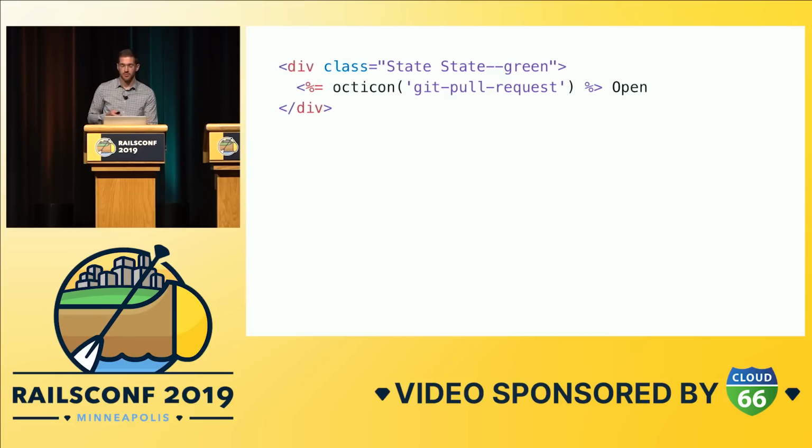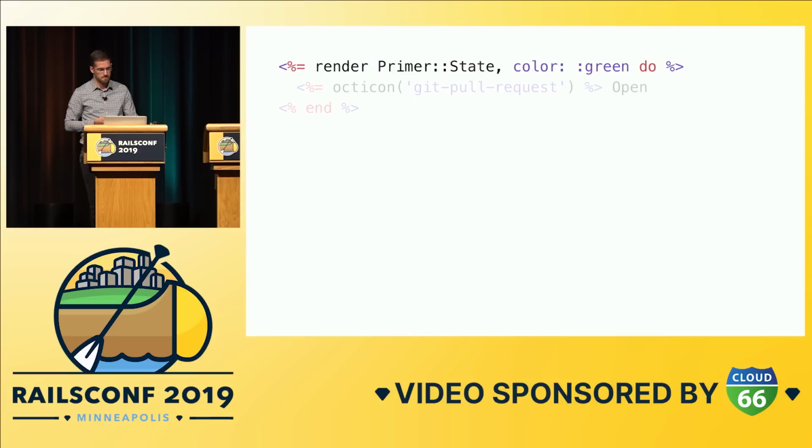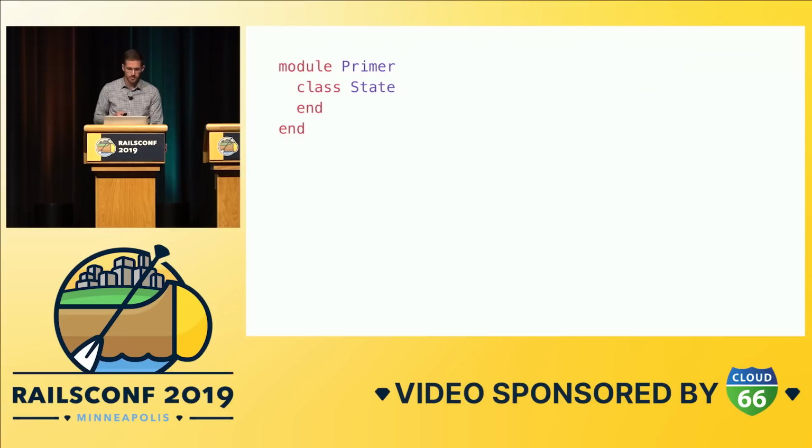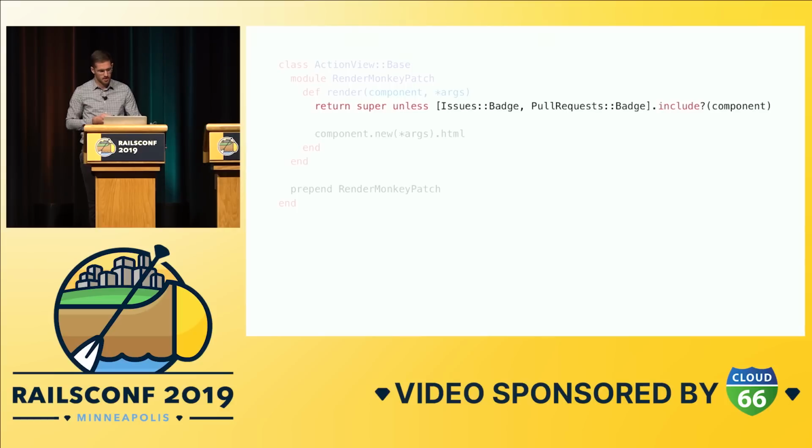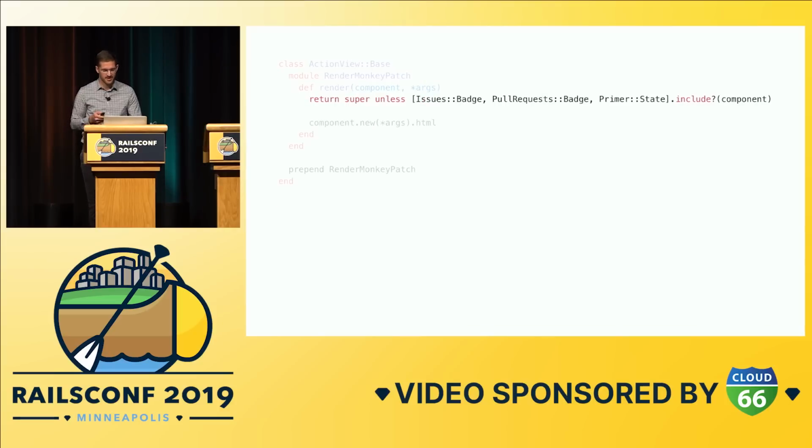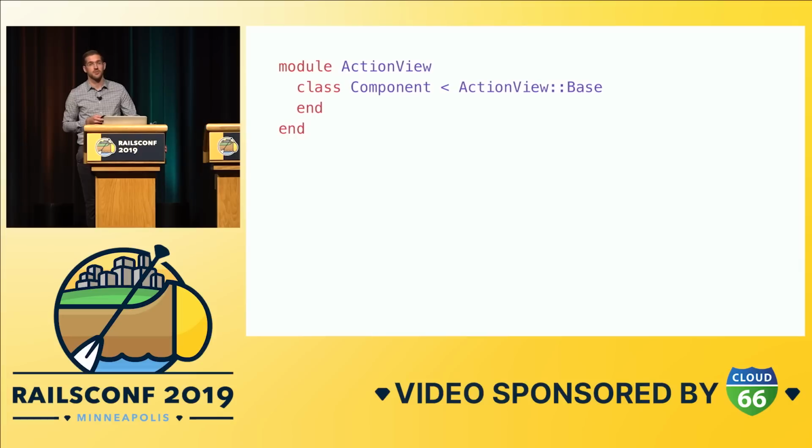So our state UI element really just has one option, color. So if it was a component, that would be our single argument. So let's build it. We'll call it state inside the primer module. And then we'll also need to update our monkey patch to handle yet another component. But you know, this is getting a little weird. Perhaps we're missing an abstraction here. What we're really trying to say with this line of code is, am I dealing with one of these new components? I think it might be time for a parent class. And we'll call it ActionViewComponent.